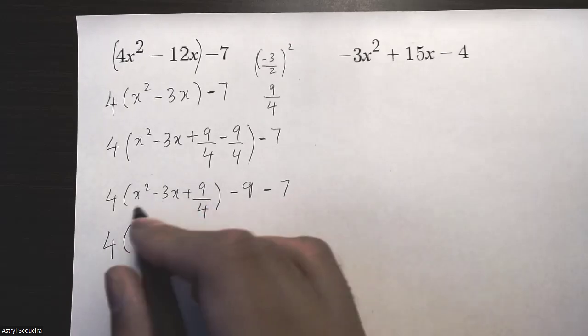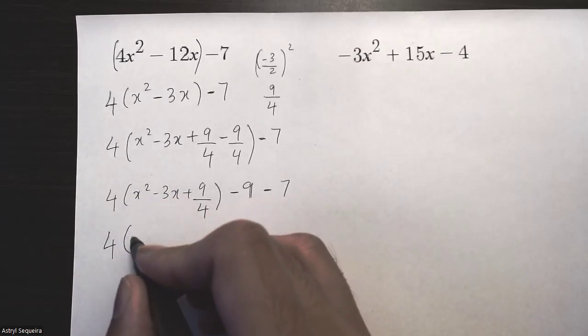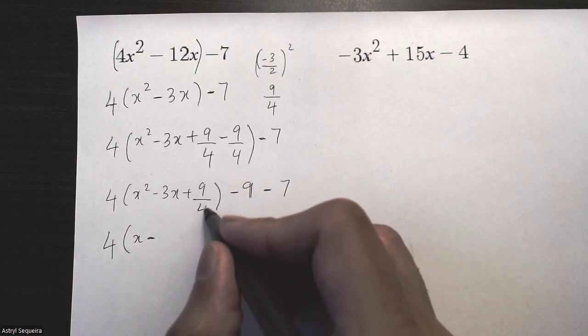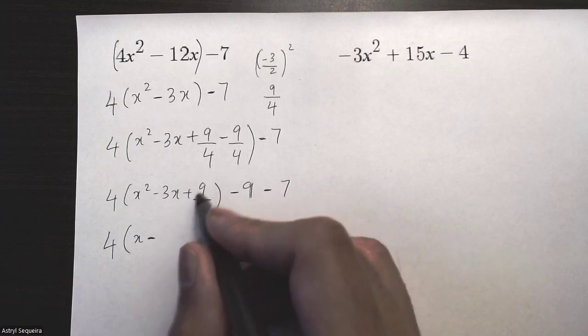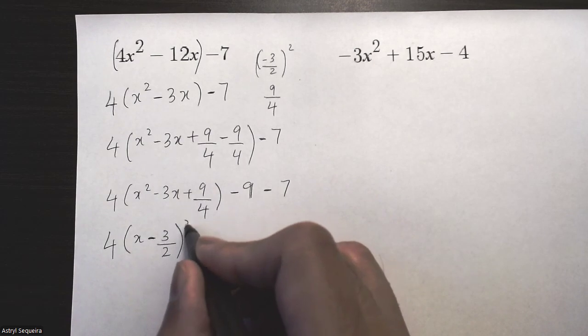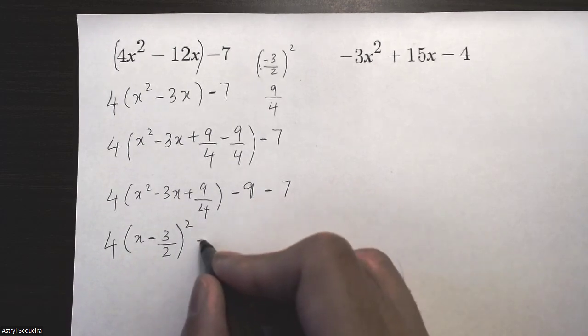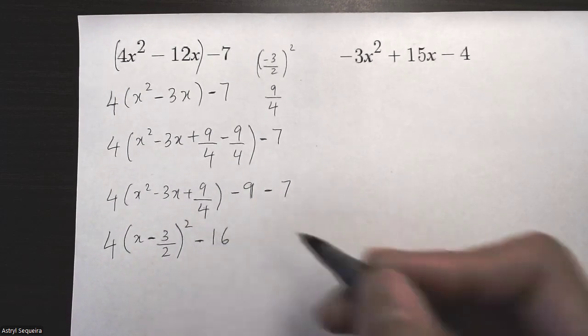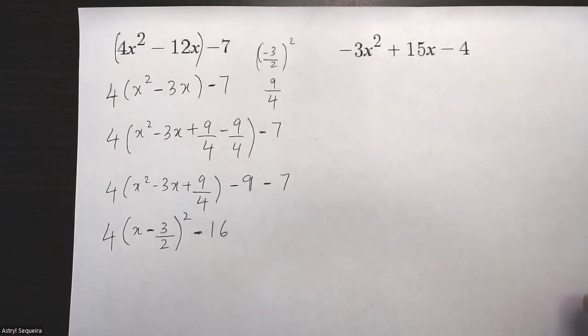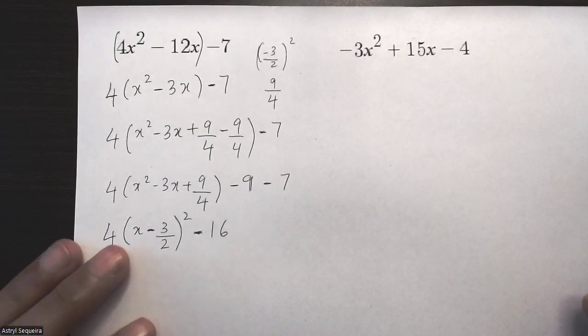Last step, I'm going to perfect square this here. So square root of x squared is x. Just have a minus sign. Square root of 9 over 4. Square root of 9 is 3. Square root of 4 is 2. Combine these two, it will just give me negative 16. So as you can see in these harder questions, we will have some fractions in our final solution.